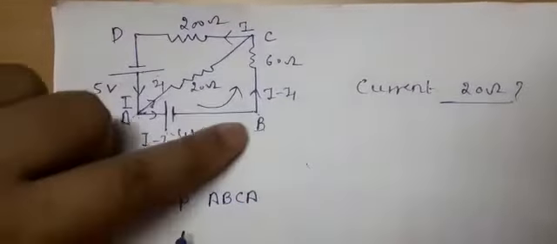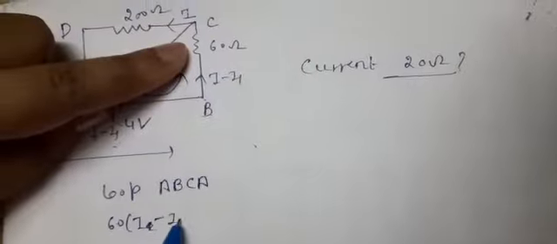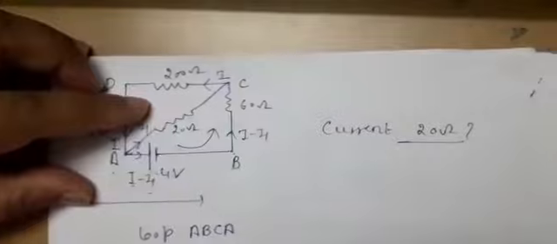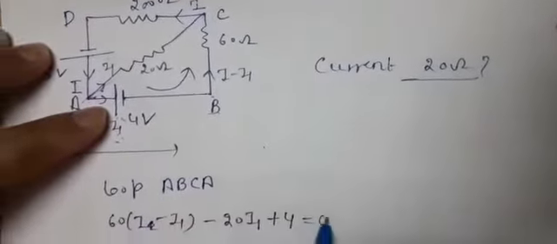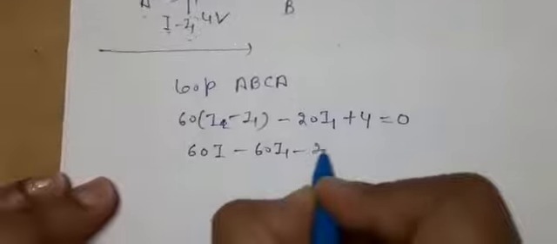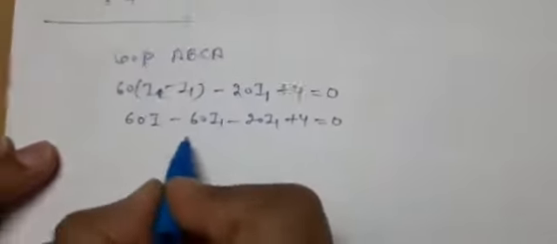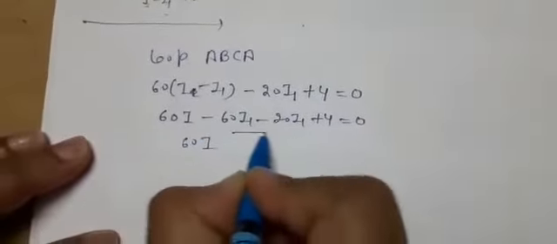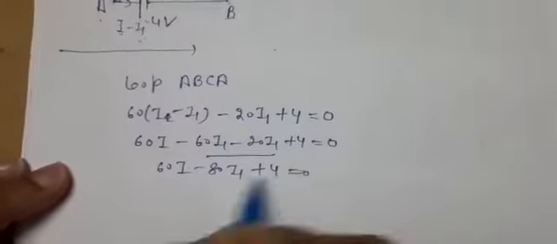So now, I am taking this 60 into I minus I1. Here the direction of current is reverse, so minus 20 I1, and the positive terminal of the cell is coming, so plus 4, this is equal to 0. So here it is 60I minus 60I1 minus 20I1 plus 4 equal to 0. So here 60I minus 80I1 plus 4 equal to 0.